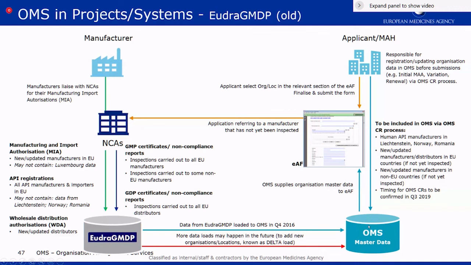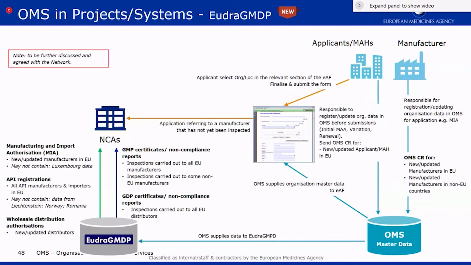With this integration, some of these errors, you'll see that they're going to flip a little bit. They're going to change. One of them being that OMS now becomes the crucial point and the only entry point for organization and location information. This means that applicants, marketing authorization holders, and manufacturers will register the data in OMS. And only after that will the data be accessible and ready to use both in EAF and in the other GMDP.